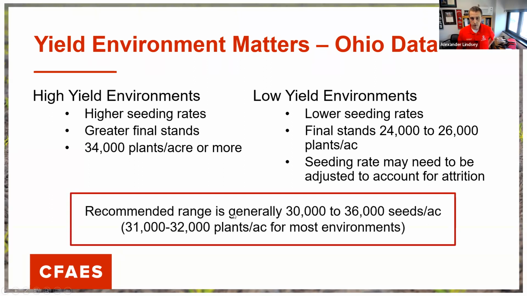And so across environments, we generally tend to recommend somewhere between 30 and 36,000 seeds per acre to make sure that you have enough plants there to get really good yield. But if you know the field that particularly yields well, you may end up planting more. If a field consistently yields low, you may end up planting below that range.